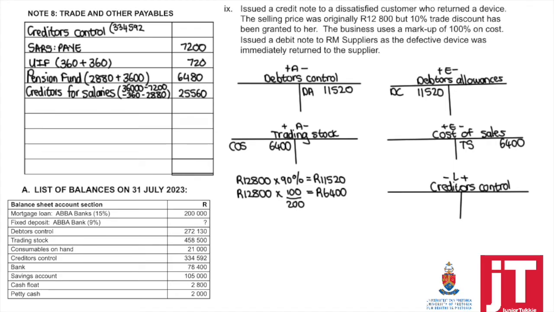This was immediately sent back to our supplier, which means we will owe our supplier less money. Creditors control account is debited, trading stock credited. So in your trade and other payables, we are going to say minus 6,400. So when you're doing this adjustment, not only are you going to take this to trade and other payables, but this debtors control, you need to adjust that in trade and other receivables. Trading stock must be adjusted in note number 4, inventories.